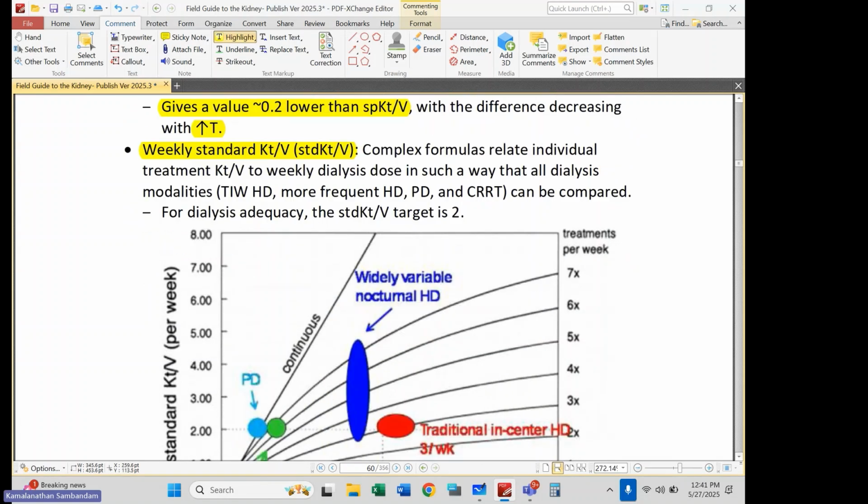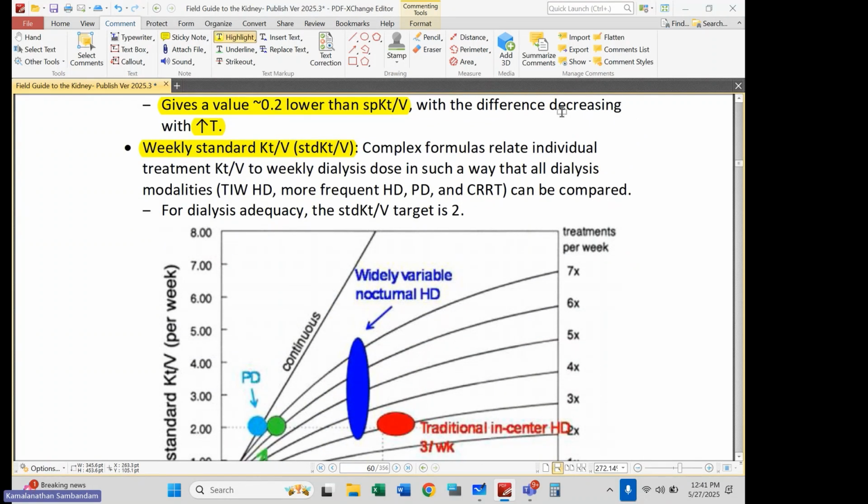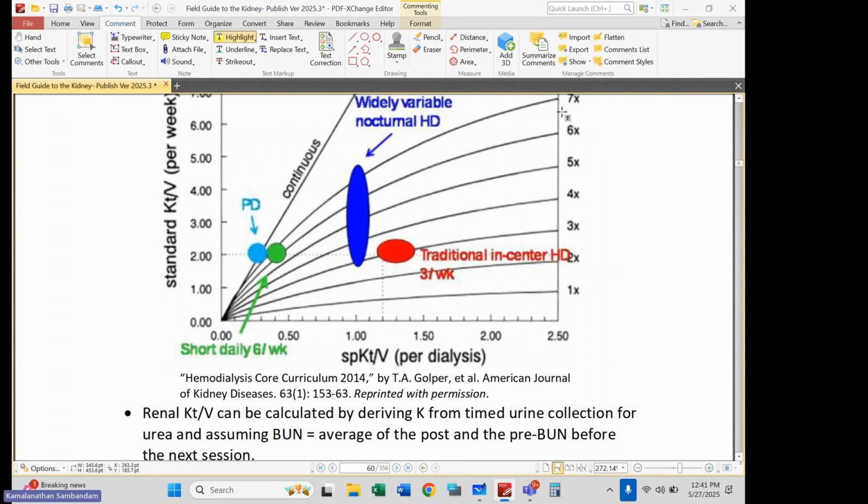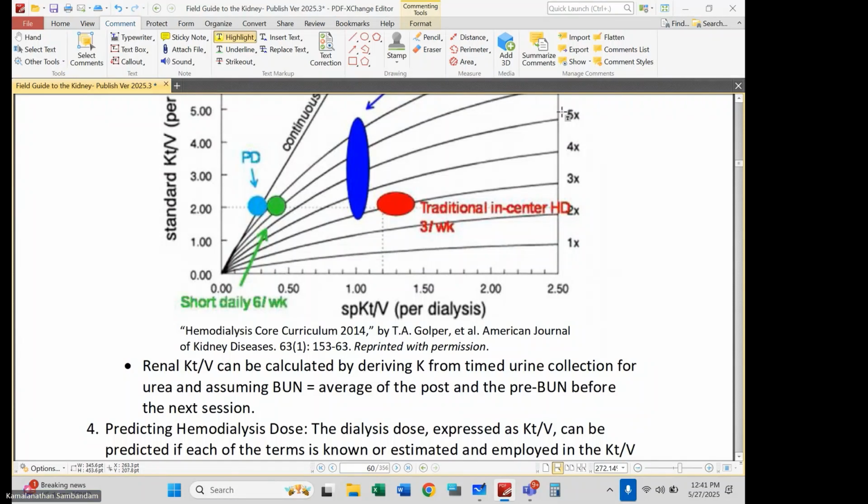Okay? Prescribe PERT, prescribe home hemodialysis, relate PD to intermittent dialysis. Any questions about standard weekly KTRV before I move it on?